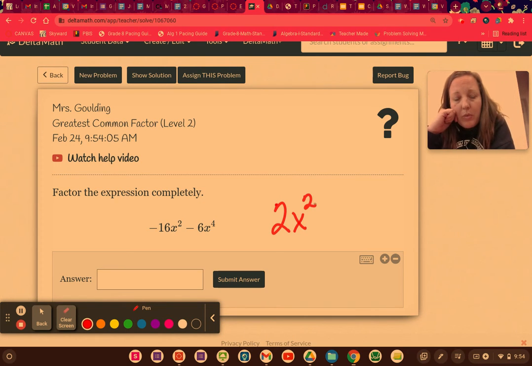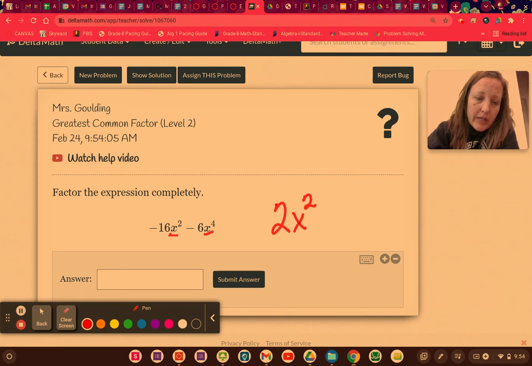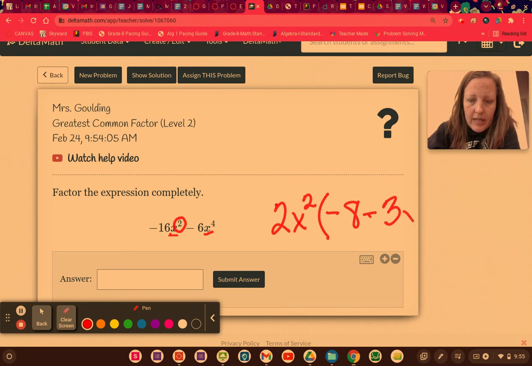So one way people think about it is, if you find shared variables, you're going to pick the smallest degree, the smallest exponent that goes with that. That's what they have in common. So 2x squared times the quantity of -8, right? And no x's, right? Minus 3x squared.